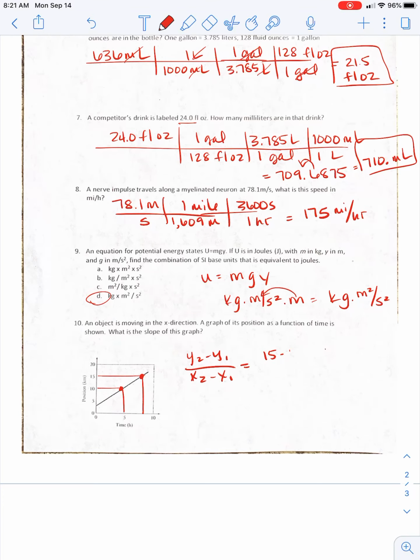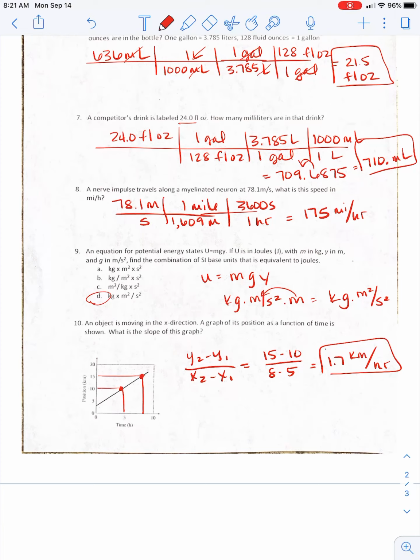So you have 15 minus 10 over 8 minus 5, which gives you about 1.7. And you really need to put your units, because we were doing a kilometers versus hours, or position versus time graph here. So the slope is 1.7 kilometers per hour.